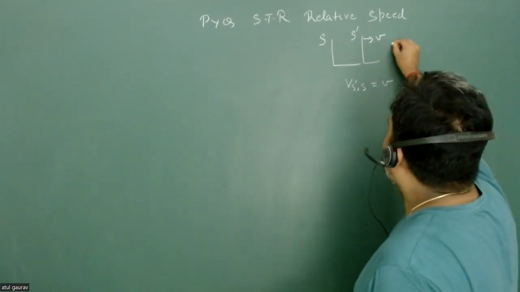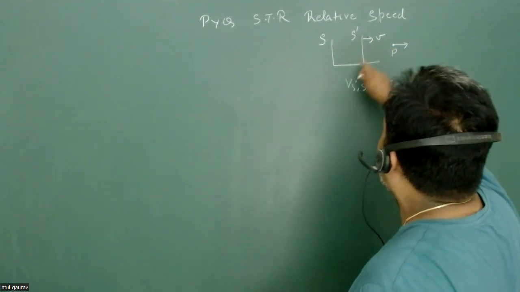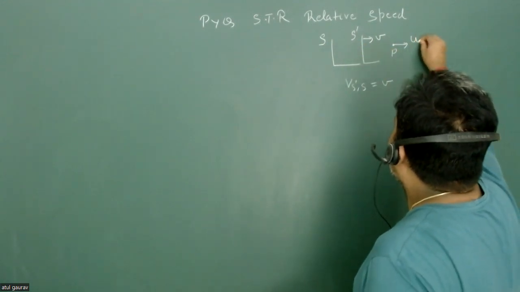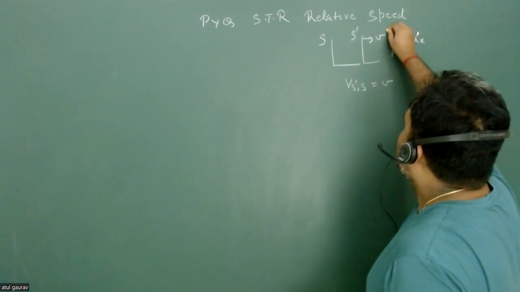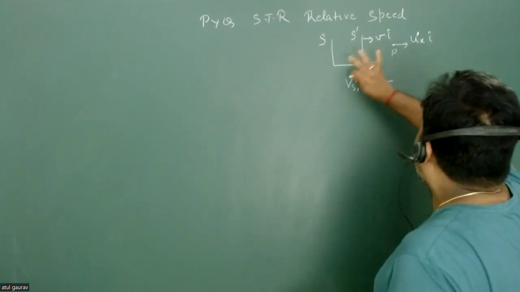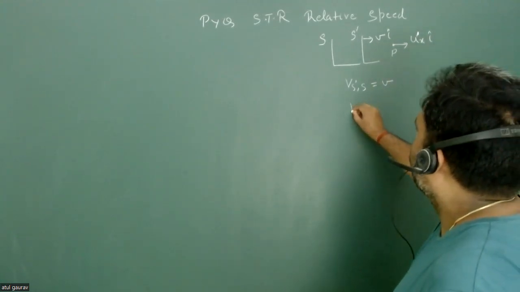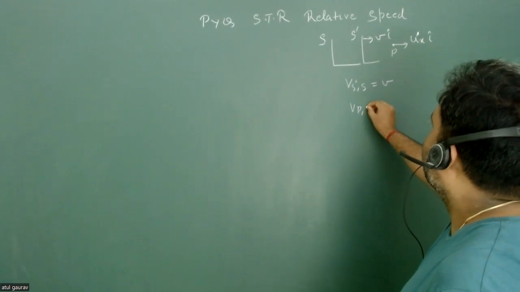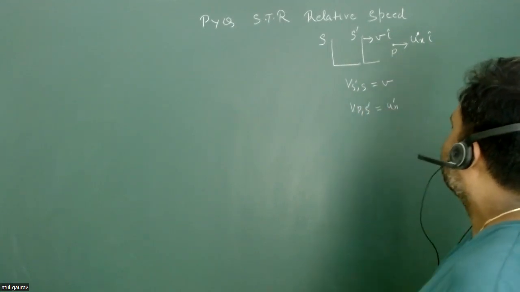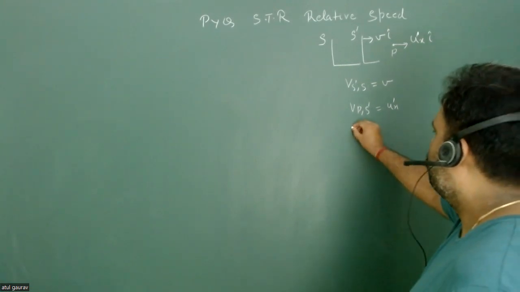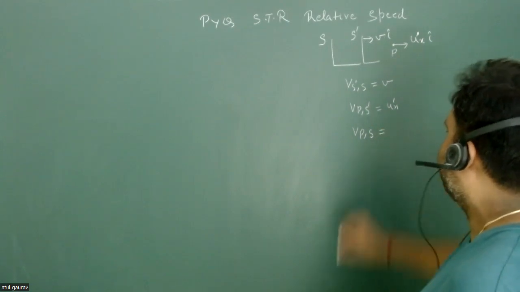And there is some particle, and you can assume this is my particle, which is moving with respect to S dash with, let's say, ux dash, obviously in the i cap direction. So we are just using the one dimensional case here. And this velocity of the particle with respect to S dash is equal to some ux dash.